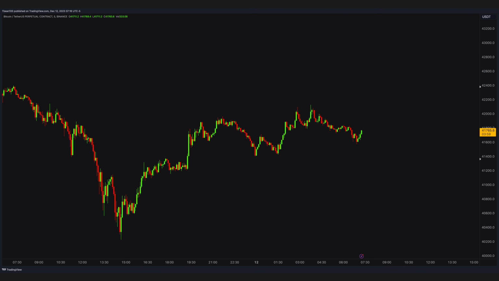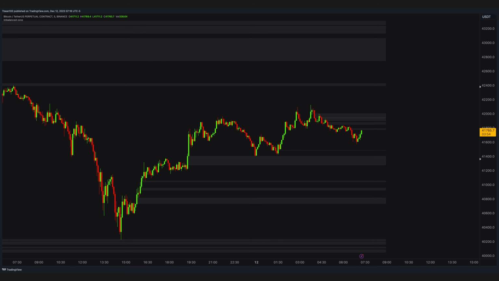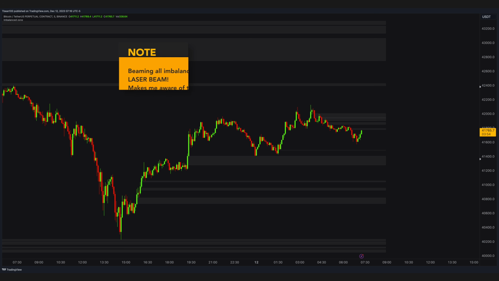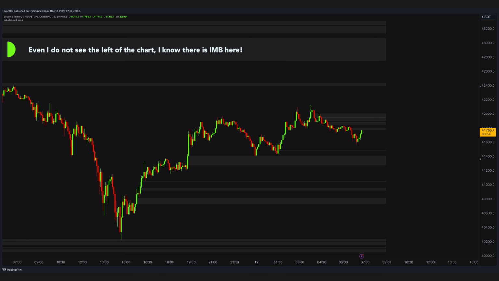Now you asked why I use this second imbalance indicator. It is all because it beams the imbalances to the current price like a laser beam. What is the advantage of this? I do not need to search all the imbalances at the top or bottom of the current price. I do not need to scroll to the left of the chart all the time to find imbalances. It shows me all the needed imbalances, as you can see.